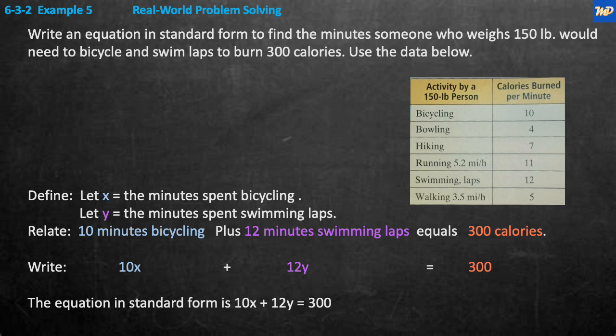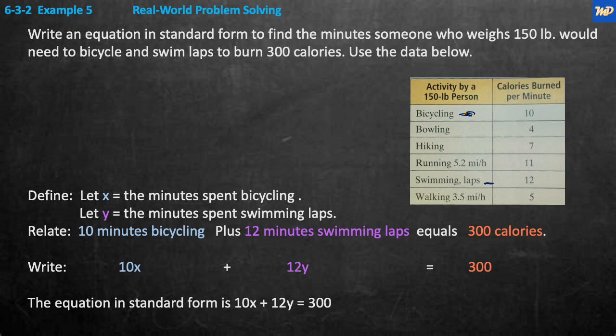So x is going to equal the minutes spent bicycling. And we see bicycling is right here. Let me go to a darker color. We have bicycling is right here. And then we have the other thing we have. y is the minutes spent swimming laps. And we have swimming laps down here, right? And here's the calories. For a 150 pound person, and this is calories burned per minute, right?